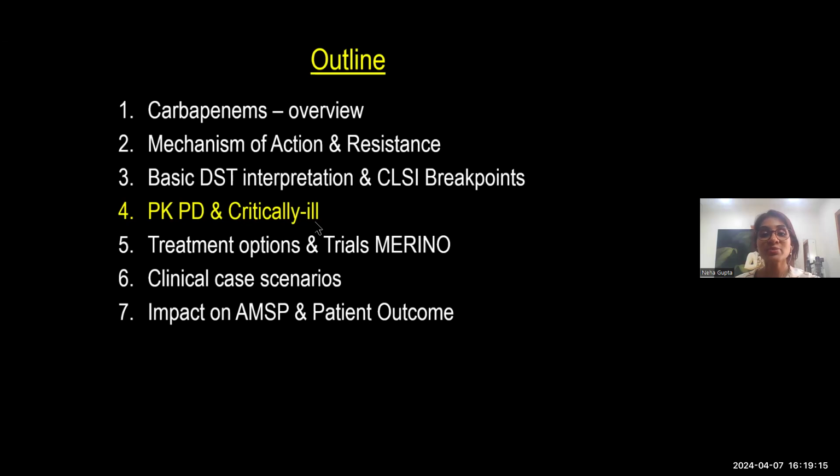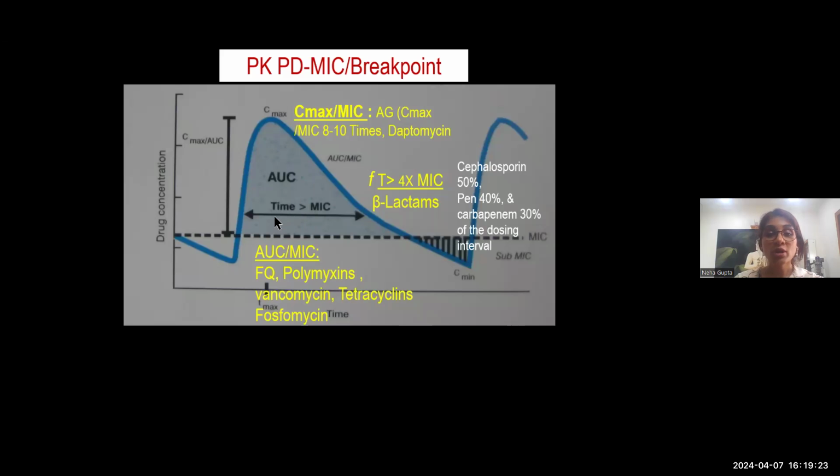Coming to the PK/PD of the carbapenems, and how is it different in critically ill patients? So we all know that there are 3 major PK/PD parameters which determine the efficacy of the antibiotics, and that is the time above MIC, the concentration of the drug above MIC, and the area under curve, AUC by the MIC. For the beta-lactams, it is the time above MIC which determines their bactericidal activity, and it is usually considered that the free drug concentration should be 4 times above the MIC of the organism.